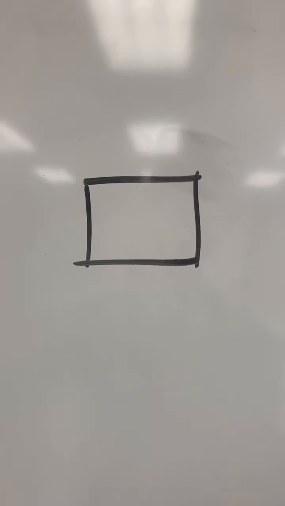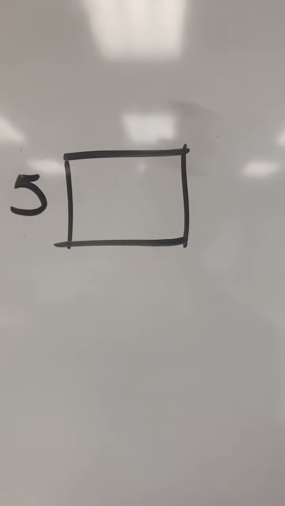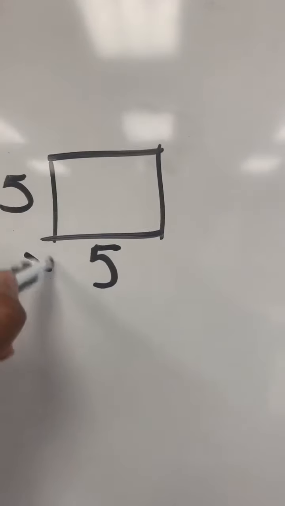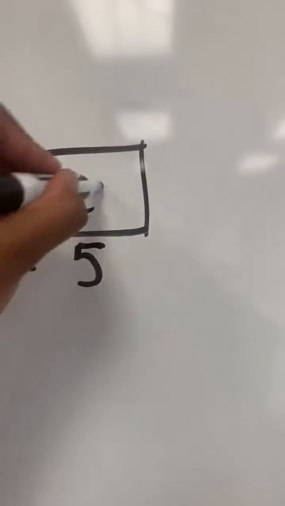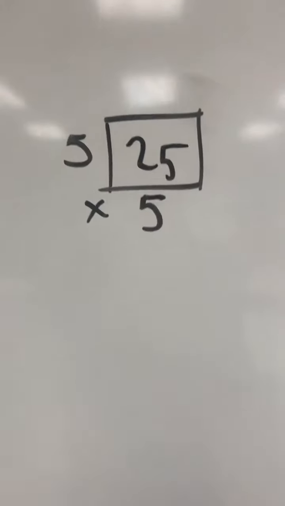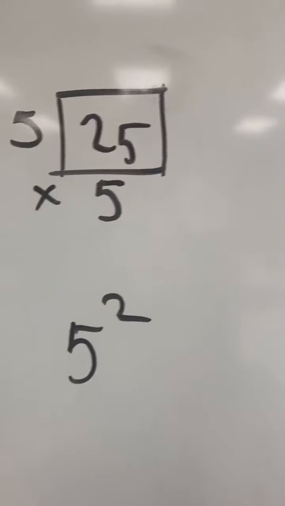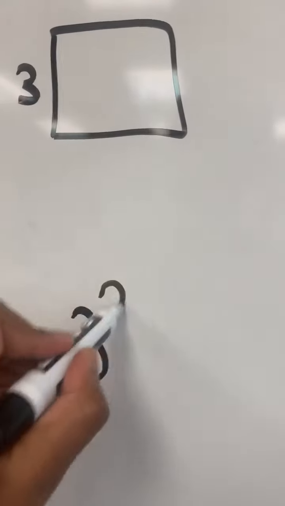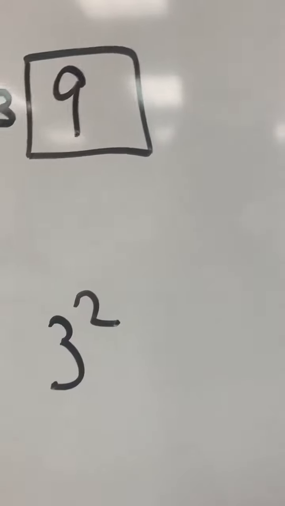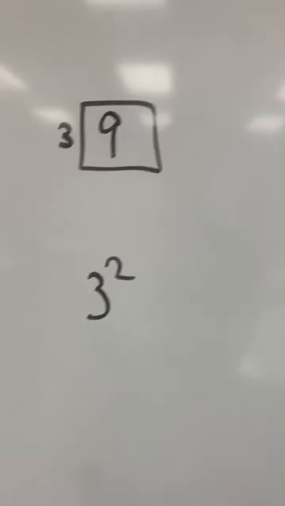So if this is my square and I wanted to know the area of it, and let's say my side length is 5, that means the other side length is 5. And if I multiply those two together, what I get is 25, also known as 5 to the second power. If I drew another square and it was a 3, then its area would be 3 to the second power, which gives me a 9.